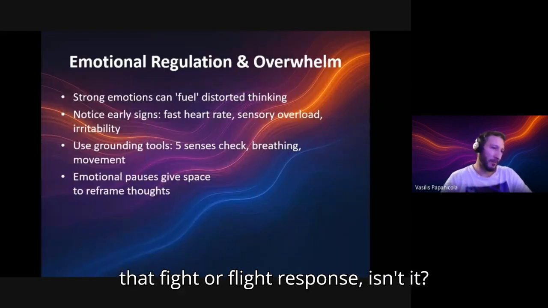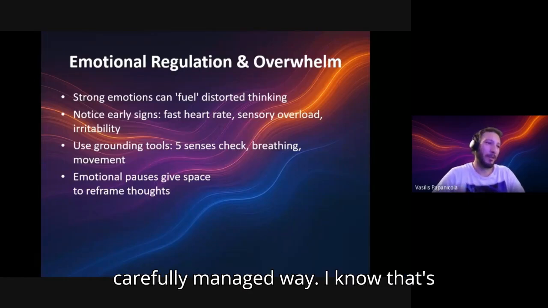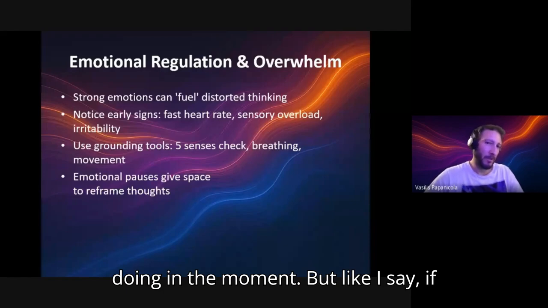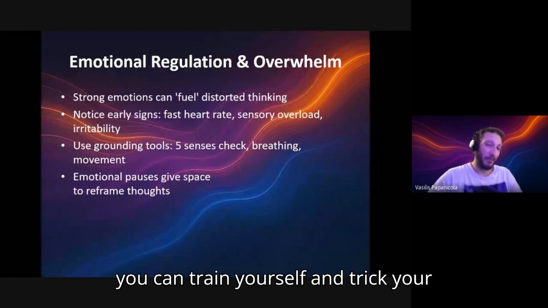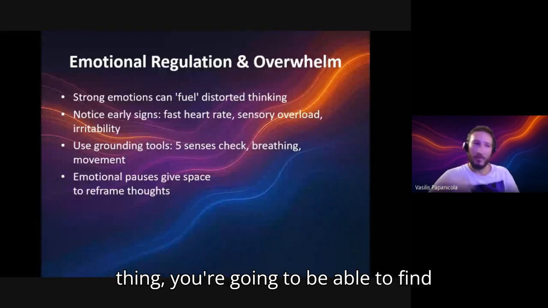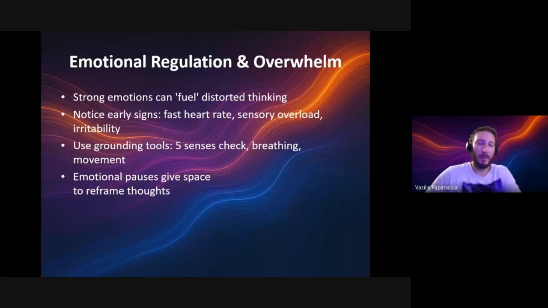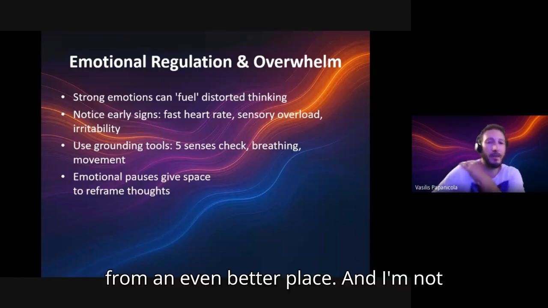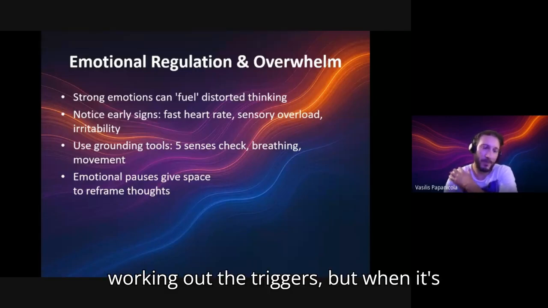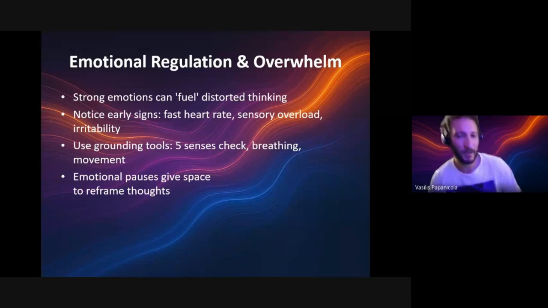It's that fight or flight response, isn't it? But in a more staged and carefully managed way. I know that's extremely hard to think about doing in the moment. But like I say, if you can train yourself and trick your brain into doing that as an automatic thing, you're going to be able to find out how to combat these feelings from an even better place. And I'm not saying it's impossible to do that without working out the triggers, but when it's in the moment, you're going to find what the reality is, the real feelings and thoughts.